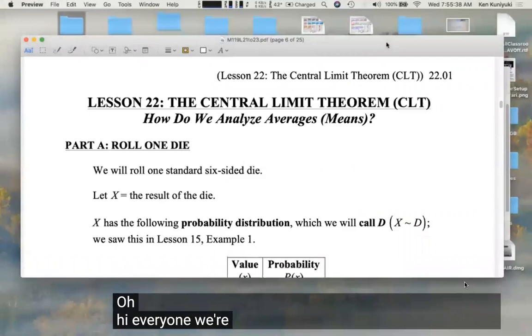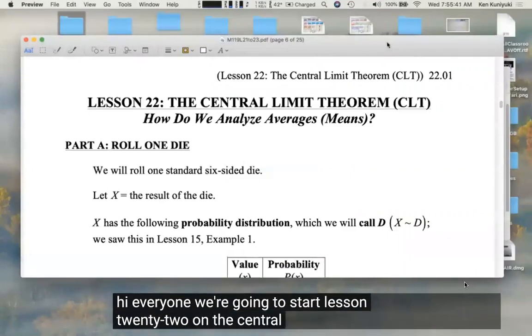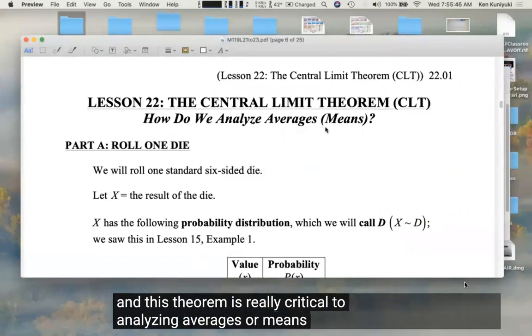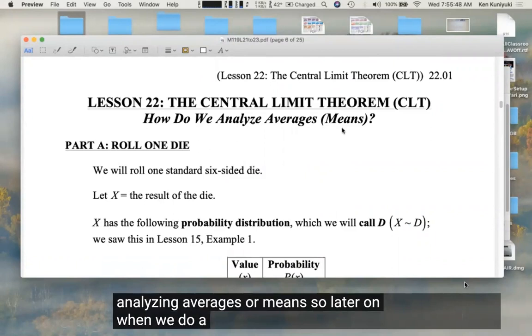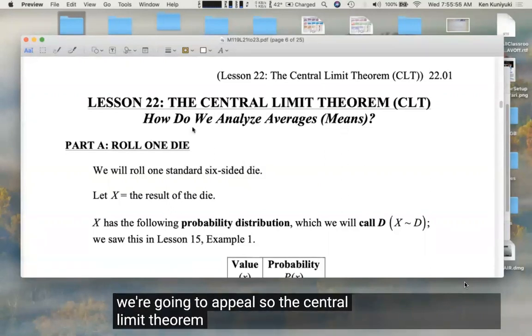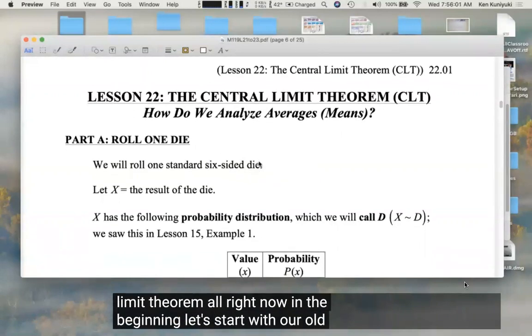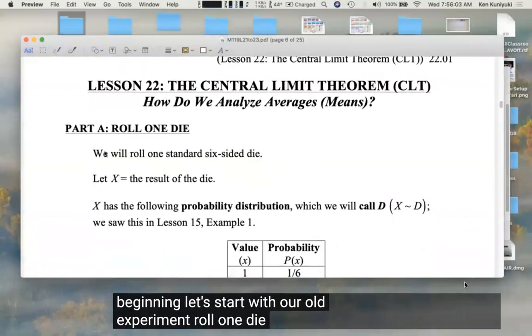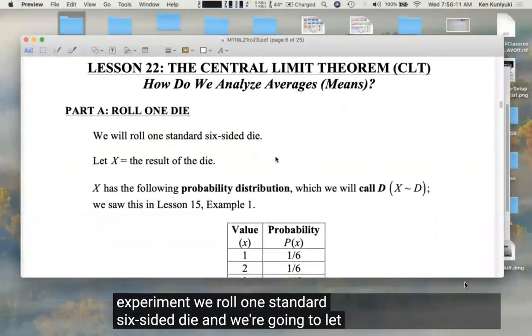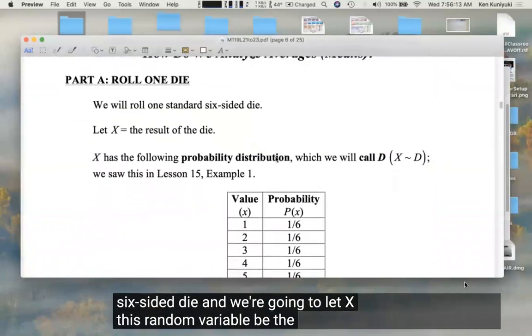Hi, everyone. We're going to start lesson 22 on the central limit theorem. And this theorem is really critical to analyzing averages or means. So later on, when we do hypothesis tests, for example, or confidence intervals to analyze means, we're going to appeal to the central limit theorem. All right. Now, in the beginning, let's start with our old experiment. Roll one die, this old classic experiment.